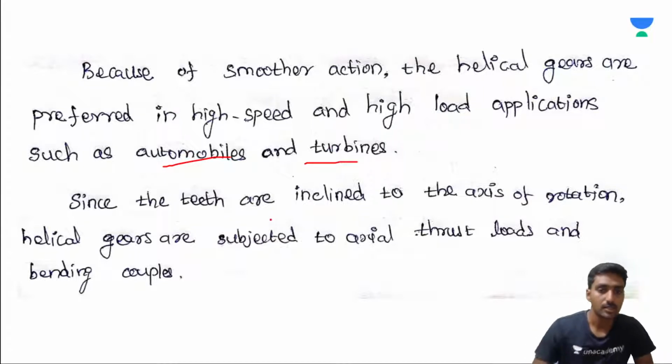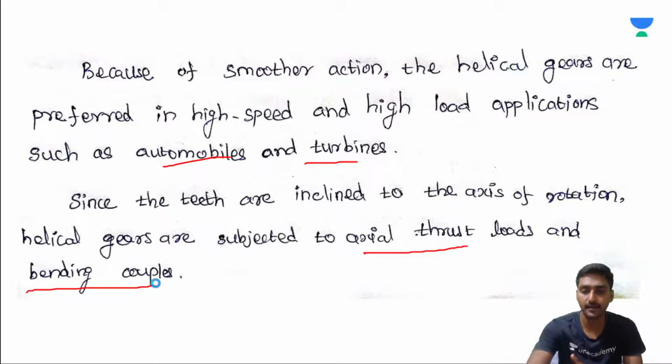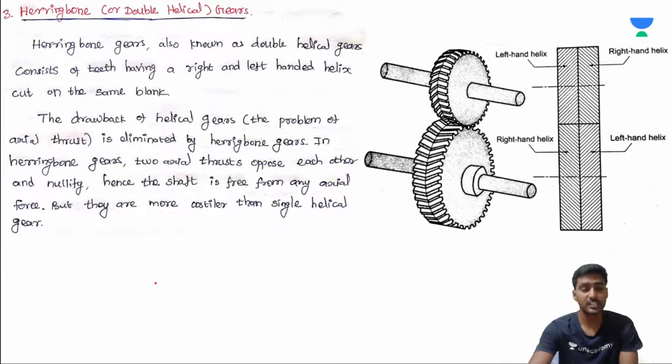I will show you. Since the teeth are inclined to the axis, helical gears are subjected to axial thrust loads and bending couples due to the inclined teeth. Next one, herringbone or double helical gears. The next type, students, in case you are having any doubt, please give your doubt in the chat box in the live class. Then I will give you the clarification, right?